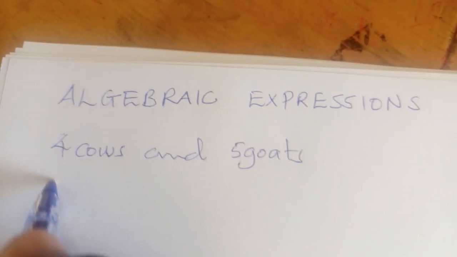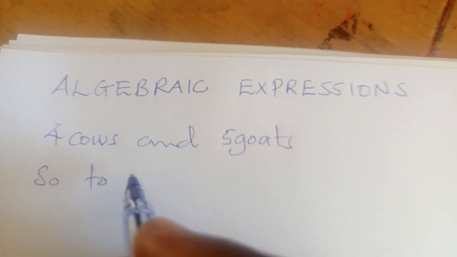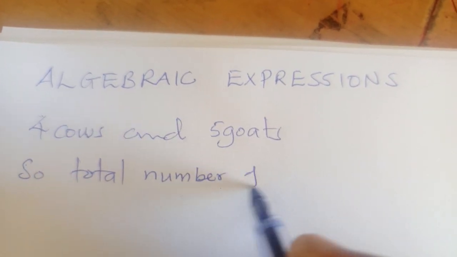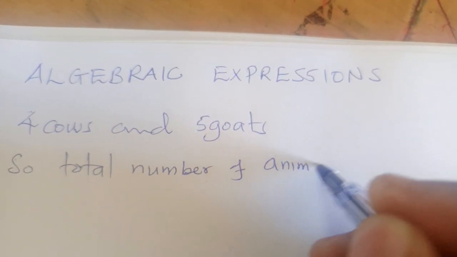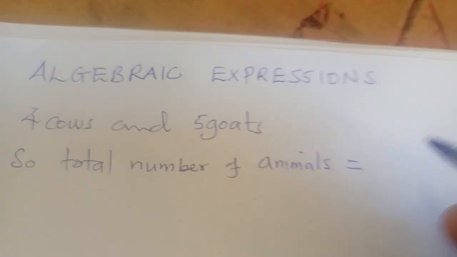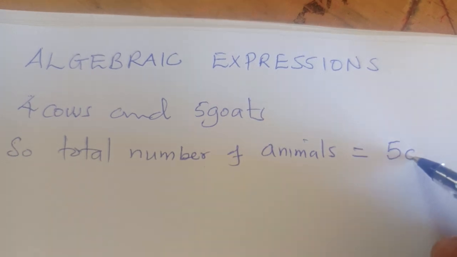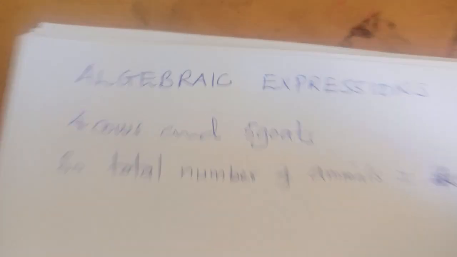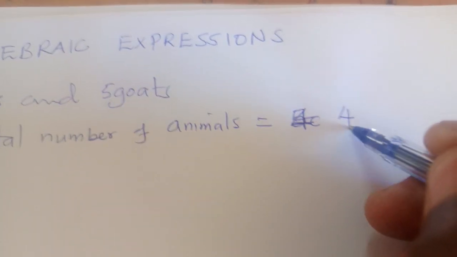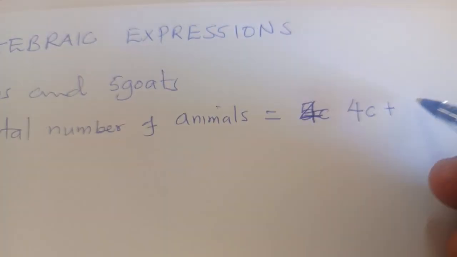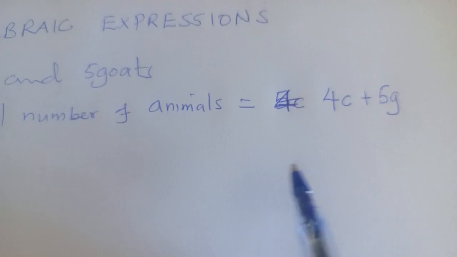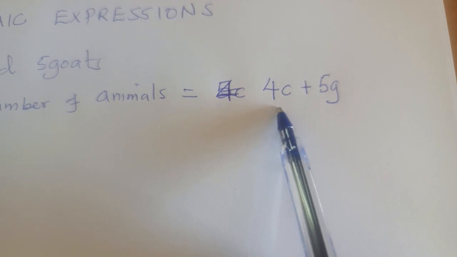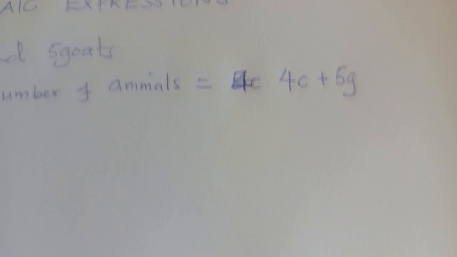So that here we say that the total number of animals that this farmer has becomes 4C. Remember, we are talking about four cows and five goats. So 4C plus 5G. Now, what we have here is what we are calling an algebraic expression.